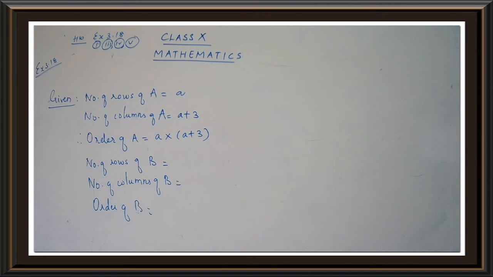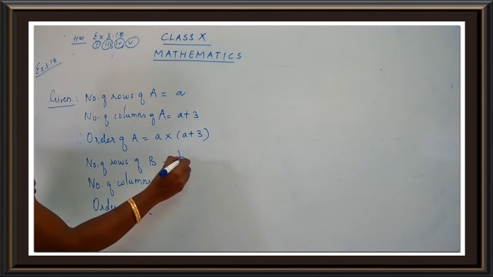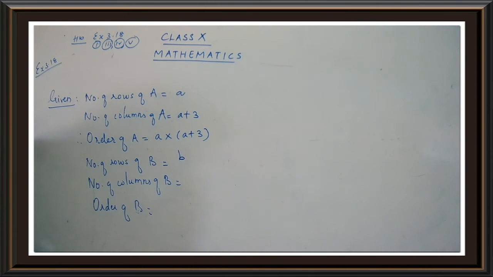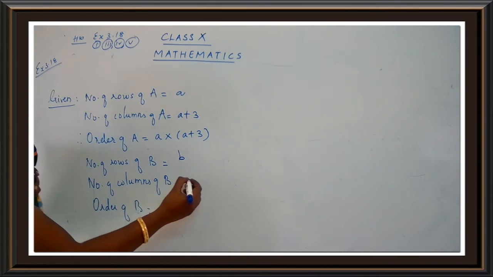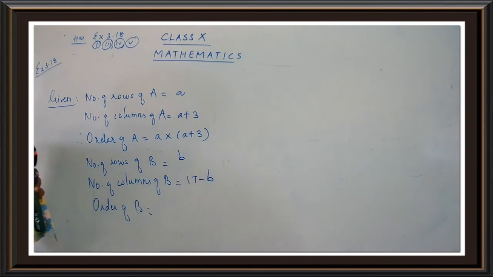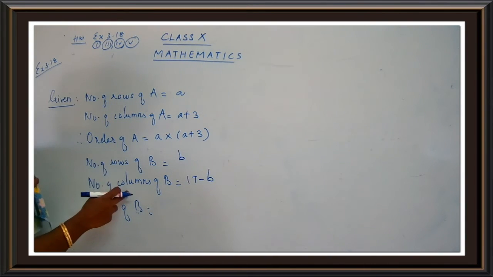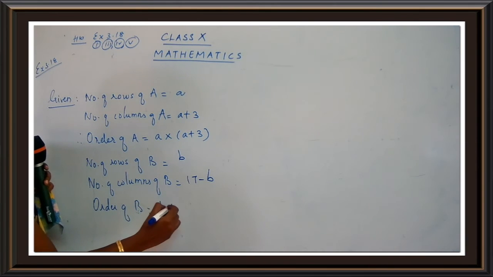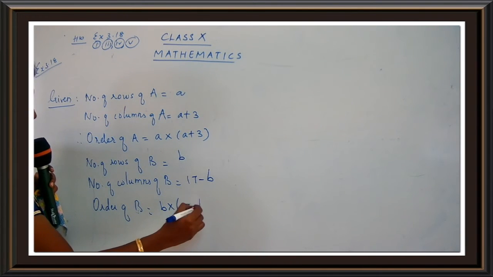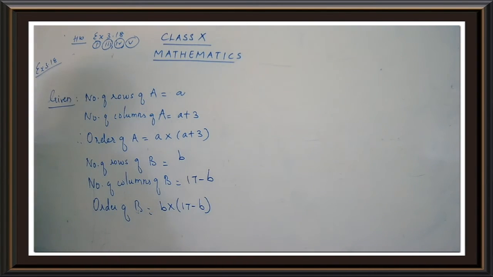Okay, have you completed, children? Good. Let us check. What is the number of rows given? The number of rows is B. So write here B. Number of columns, 17 minus B. Put here 17 minus B. So what is the order? The order is row cross column. So B cross 17 minus B.